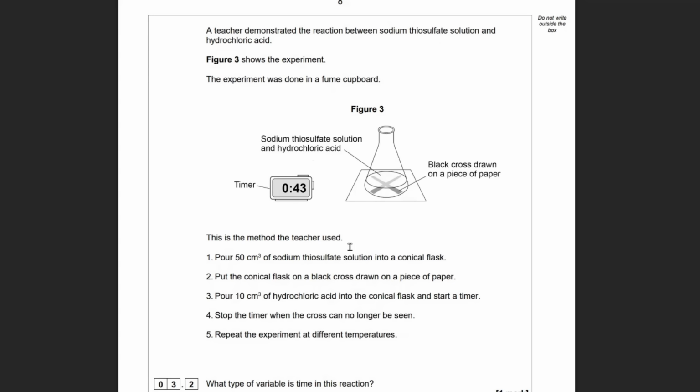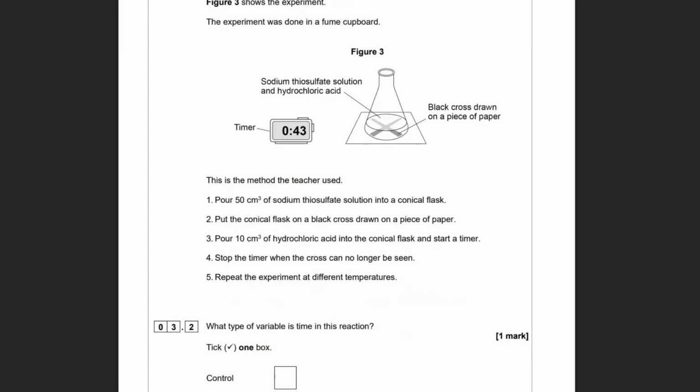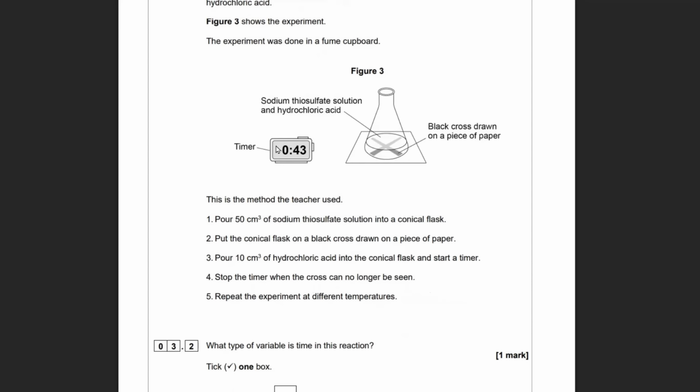This is the method the teacher used. Pour 50 centimeter cubed of sodium thiosulfate solution into the conical flask. Put the conical flask on a black cross drawn on a piece of paper. Now pour in 10 centimeter cubed of hydrochloric acid into the conical flask and start the timer. Stop the timer when the cross can no longer be seen. Repeat the experiment at different temperatures. You can probably in your head be thinking, what type of improvements can you make? They might ask that. And they've said, what type of variable is time in this reaction?